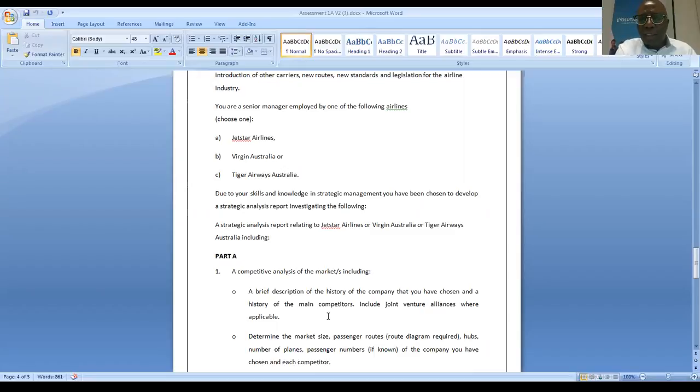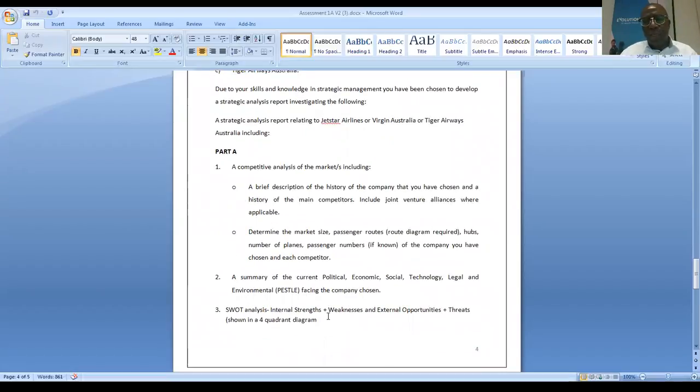and what routes does Jetstar have. So in this assessment, you have to actually give us a map route of where your chosen airline flies to. And we want to know who their joint partners are, who they joined with, who their alliances are. In flying, there's a Star Alliance where airlines belong, and who do they work with? How big is the market? How big is the airline market? The passenger routes, we need to see them. Give us a route diagram. You can go on the internet and Google, say, Virgin Australia, what is the route? Passenger numbers, if known, and most of these details are in there.